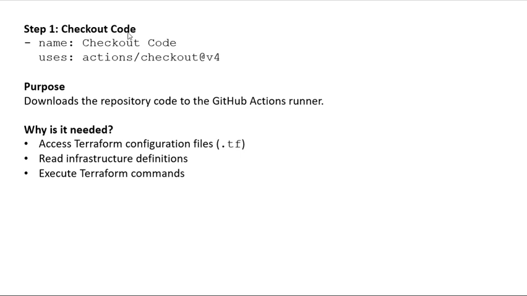Step 1 is checkout the code, the first step: - name: Checkout code, uses: actions/checkout@v4. The purpose is to download the repository's code to the GitHub Actions runner, the same as in the Kubernetes deployment. It is needed to access the Terraform configuration files, the .tf files, read the infrastructure definitions, and execute Terraform commands.